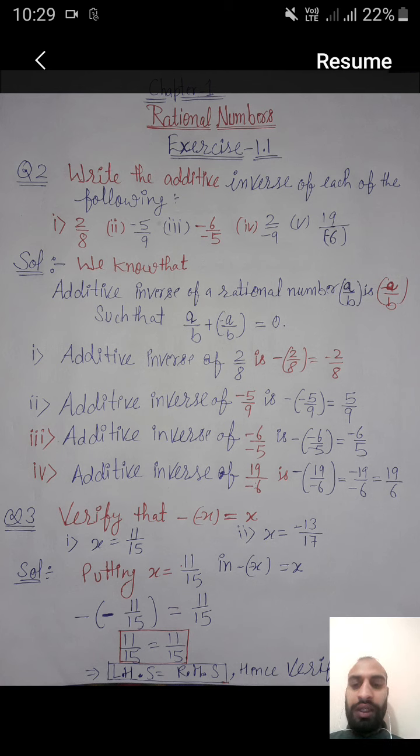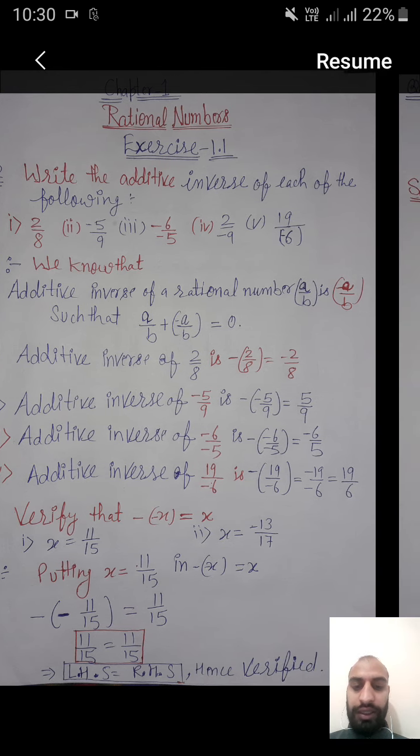In the same way, question number 3 is about verification. Part one: it is given that minus into minus of x is equal to x. Here in the first part we have 11 upon 15, so we need to substitute this x in the given condition. Putting x as 11 upon 15 in the equation, minus into minus of x equals x, I have written 11 upon 15 instead of x. Minus into minus is plus. In the next step the left hand side and right hand side are equal, so it is hence verified.